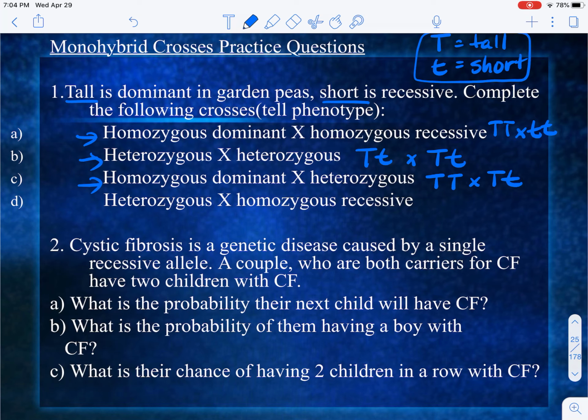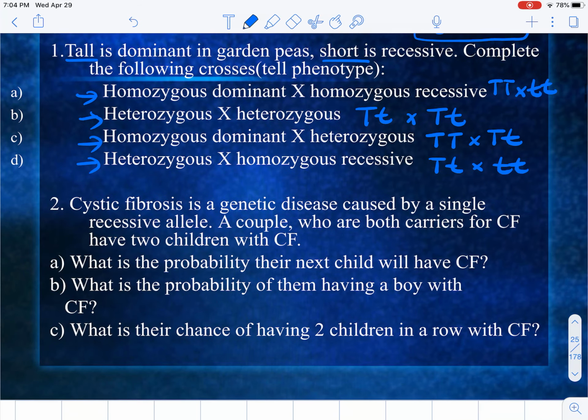The next one is asking you what happens if you have a homozygous dominant crossed with a heterozygous plant. And D is asking what happens if you have a heterozygous plant times a homozygous recessive. So these are all different scenarios. We're going to go below and try them out, and you'll see how easy these are to do.